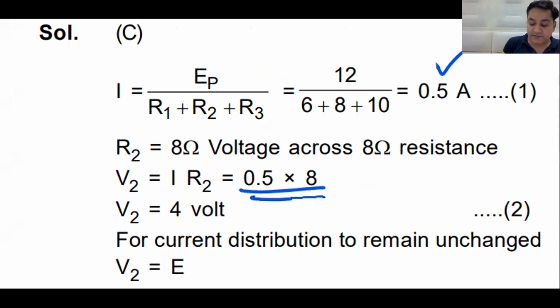Then you find the voltage drop across the 8 ohm resistor, which is 4 volt. The battery's EMF must be 4 volt. Then only the galvanometer will show zero deflection. Yes or no? Yes, sir. So the answer is 4 volt, and that is how questions are framed for potentiometer. Do you understand this? Yes, sir. Clear, sir. Are you now confident about potentiometer?